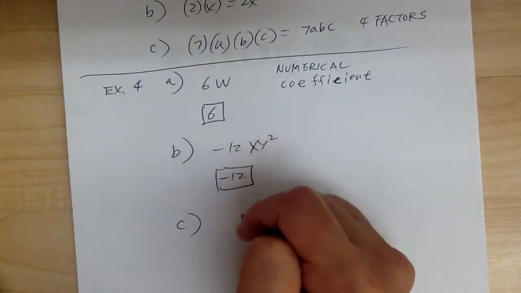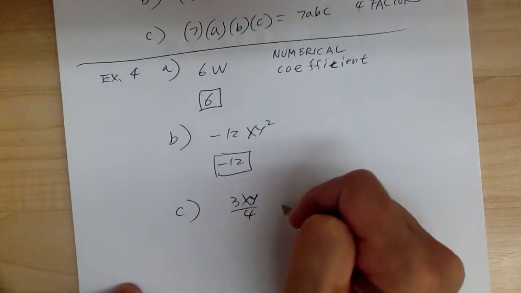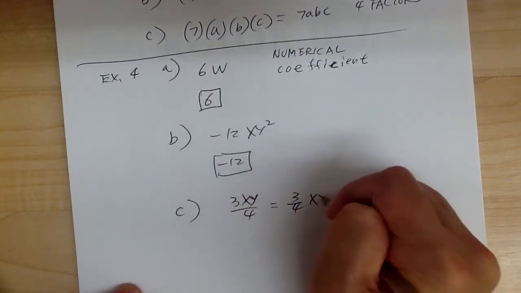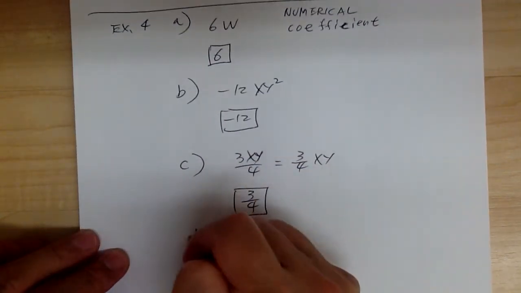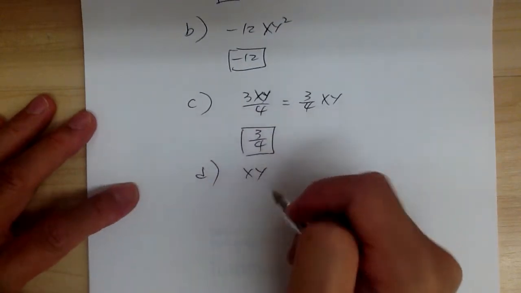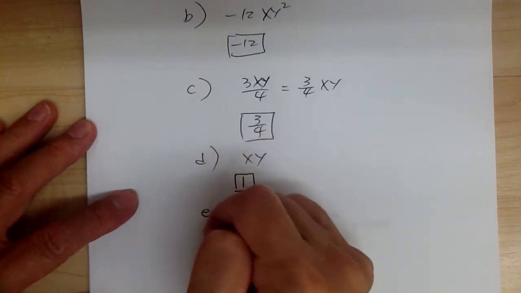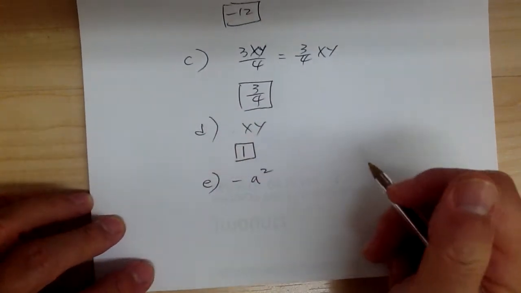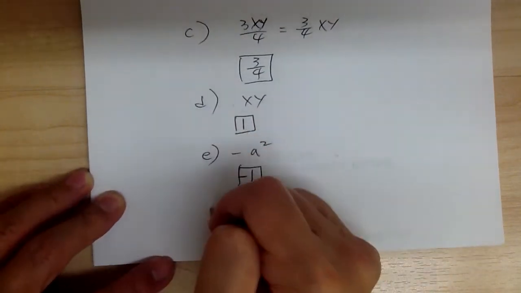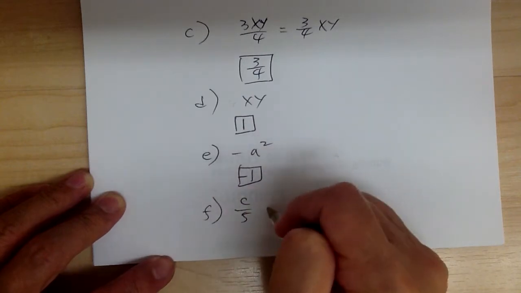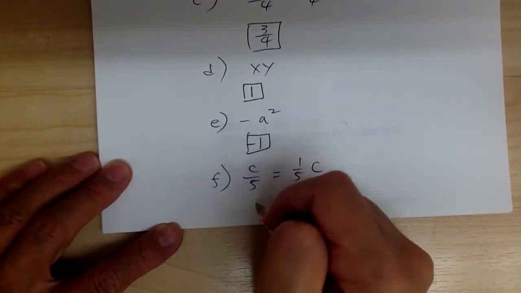Let's go to C. You have 3xy over 4. If you rewrite it, this is actually 3 over 4 xy. So in this case, your coefficient would be 3 over 4. Let's go to D. You have xy. When you don't see any number, it means it's 1, so the coefficient is 1. Then you go to E. You've got negative a squared. Again, when you don't see a number, it's 1, so the coefficient is negative 1. Go to F. You've got c over 5. This is the same as 1/5 c, so in this case, your coefficient is 1/5.